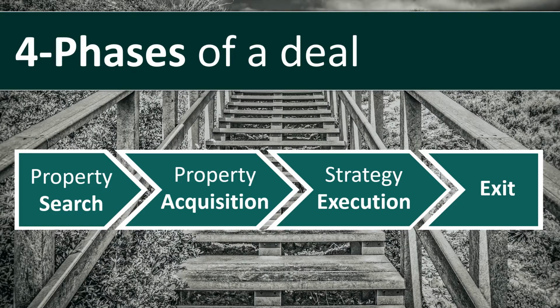These 4 phases are property search, property acquisition, strategy execution, and exit. And looking at a high level, it seems very simple. During the remainder of this video, we'll take a quick look at each one of these phases and briefly discuss the high-level activities that are involved. In subsequent videos, I will take a deeper look into each one of these activities and discuss them in a lot more detail.